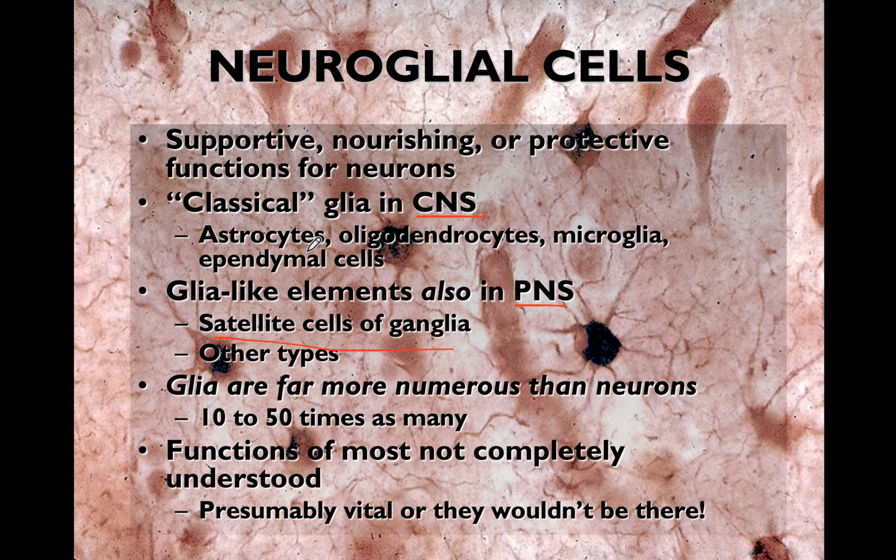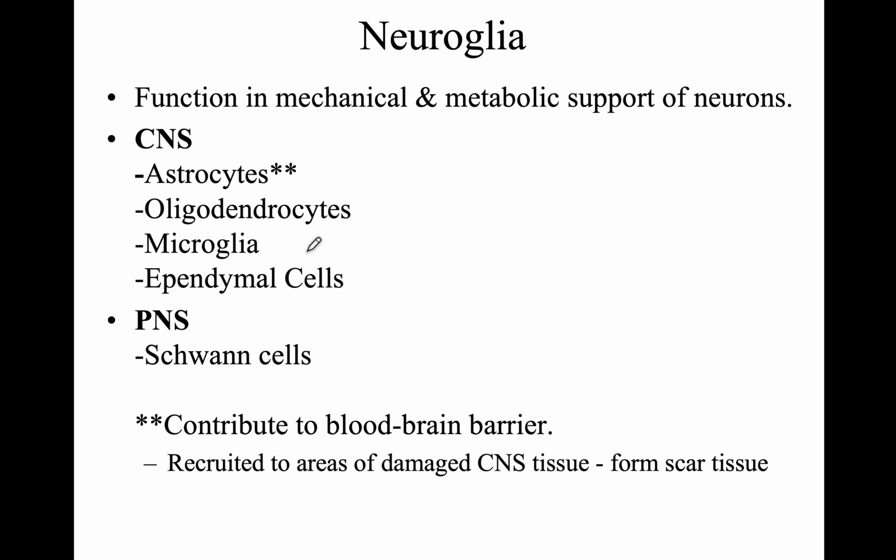Usually the glial cells are more numerous than neurons. For each neuron, we have around 10 to 50 cells that support these neurons. However, not all of the functions of these neuroglial cells are completely understood. But if they are there, they should have a function. So neuroglial cells, as I said, provide mechanical and metabolic support of neurons. In the central nervous system, we have 4 cells: astrocyte, oligodendrocyte, microglial cells, and ependymal cells. Whereas in the peripheral nervous system, we only have one cell, which is the Schwann cell.